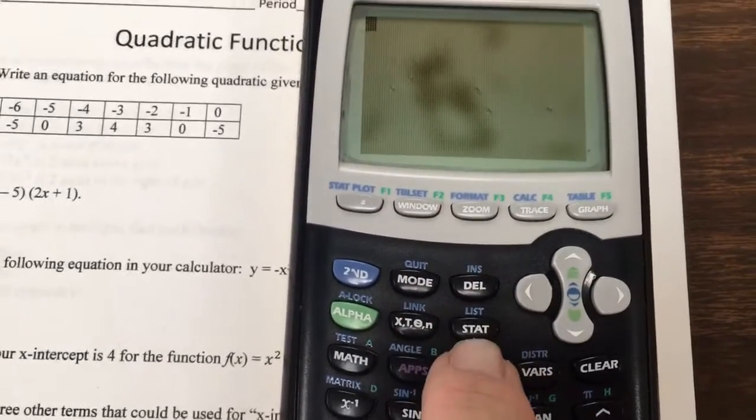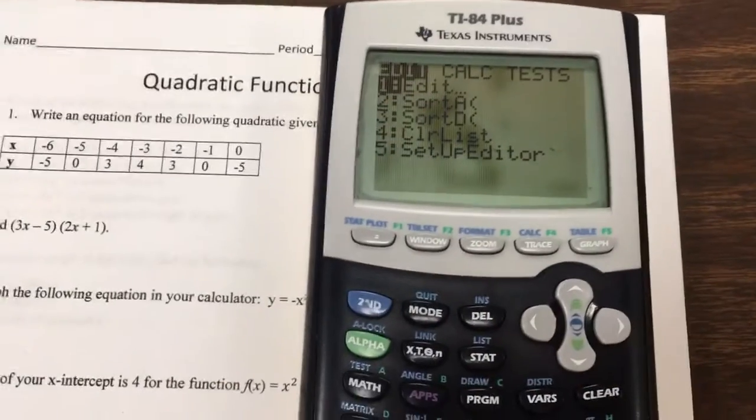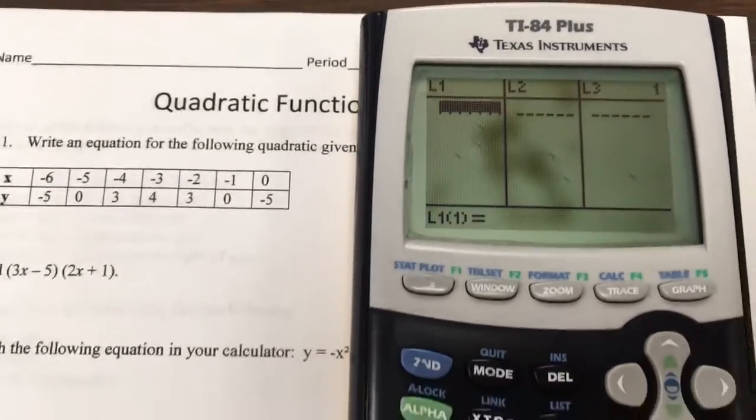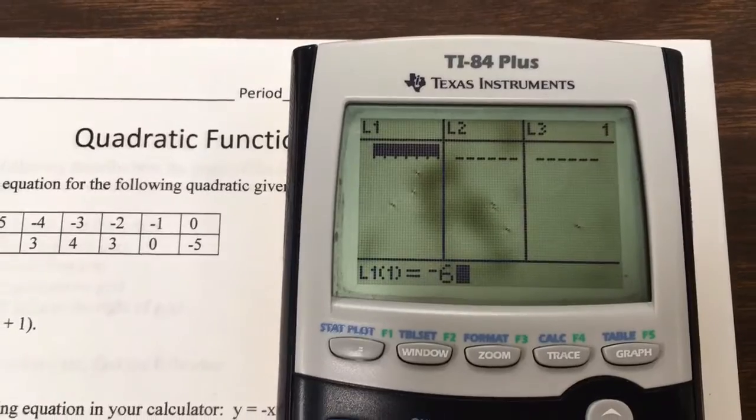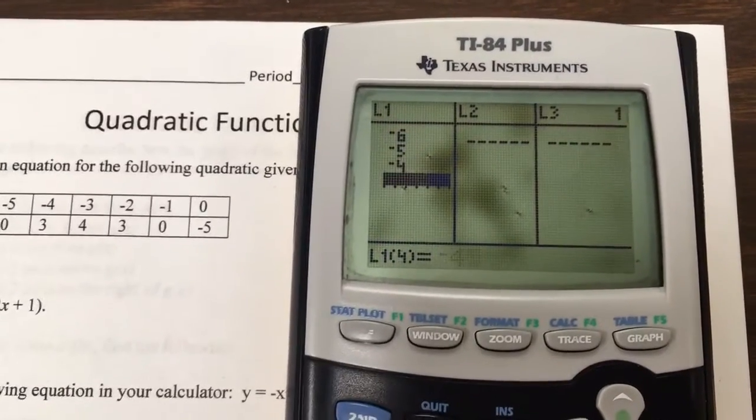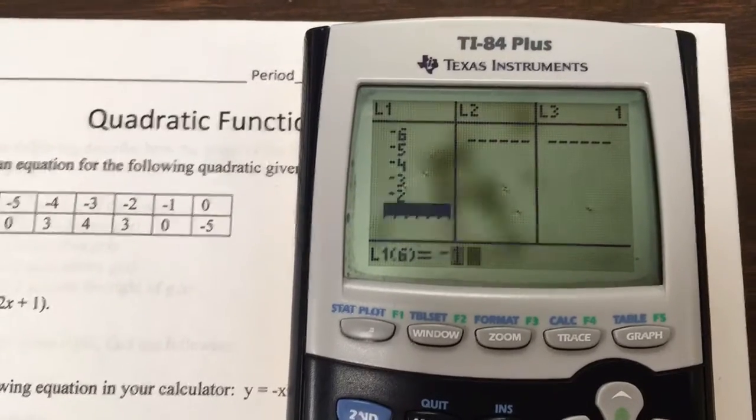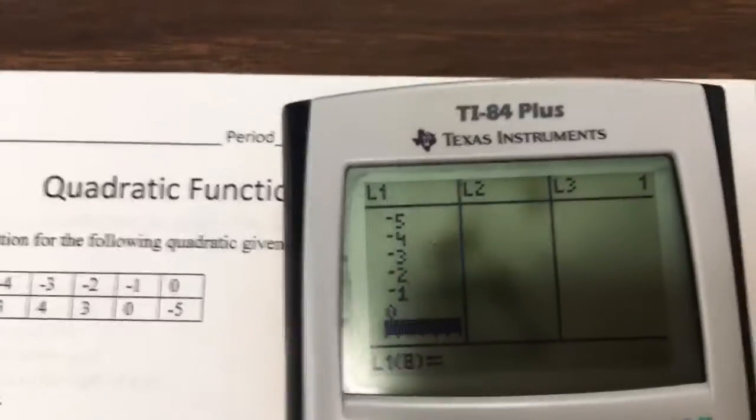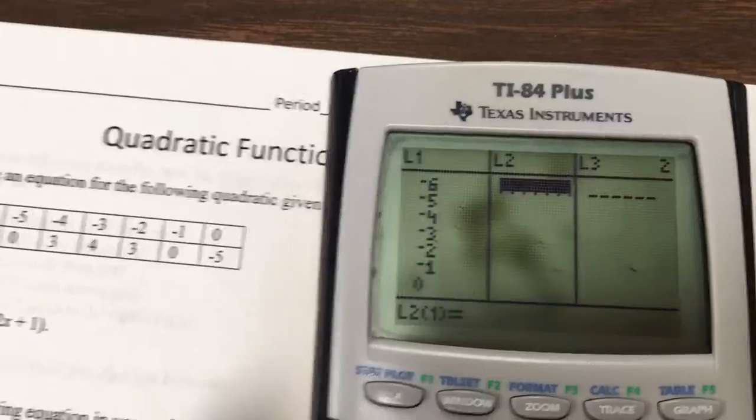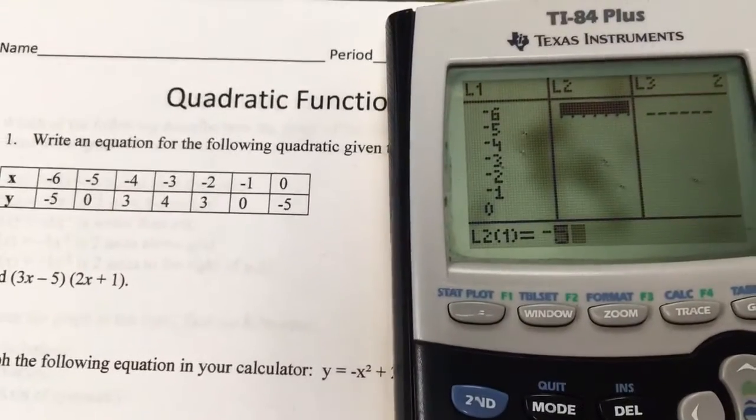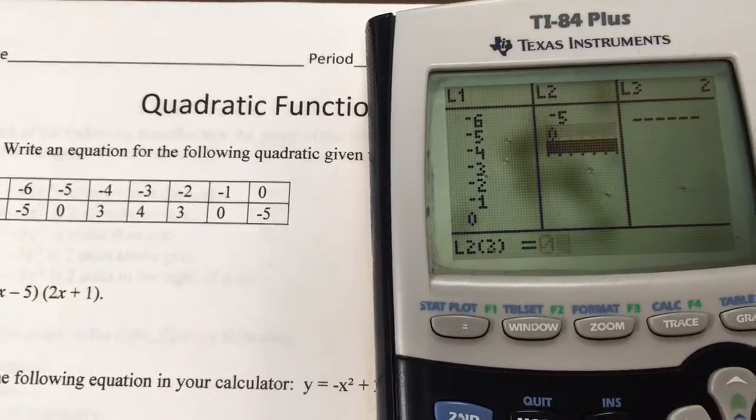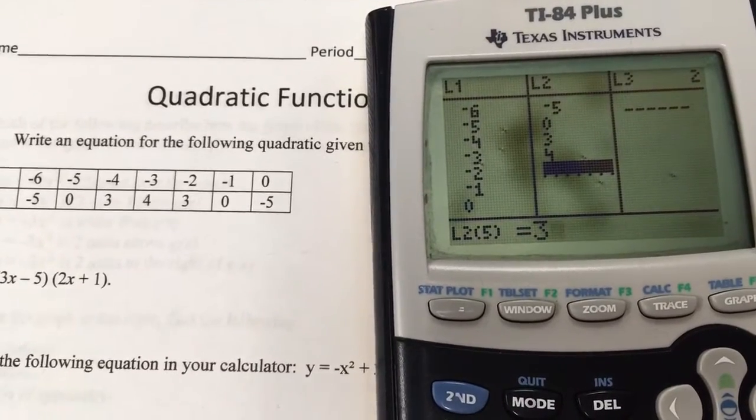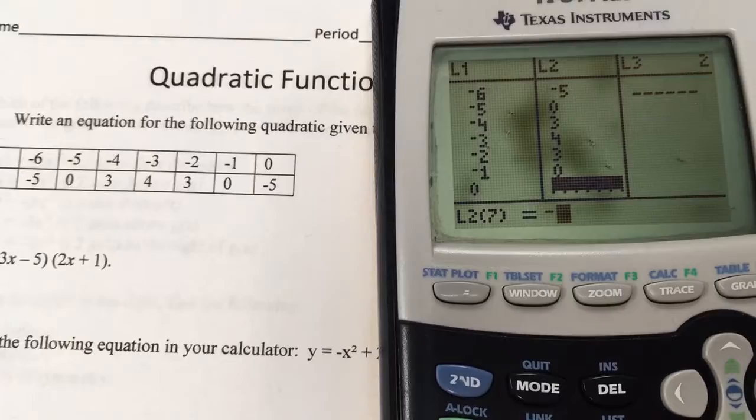I want to go to stat, then number 1 for edit, and I type in all my x values in the L1 box. So -6 enter, -5 enter, -4 enter, and so on. So I got all the x numbers. Then I want to move over to L2 and type in all the y numbers that go with each x number. So -5, 0, 3, 4, 3, 0, -5.